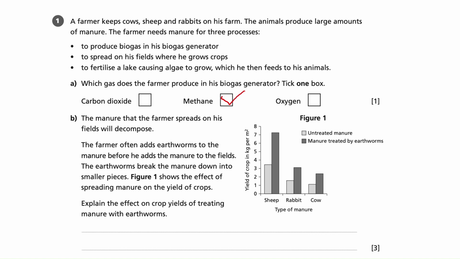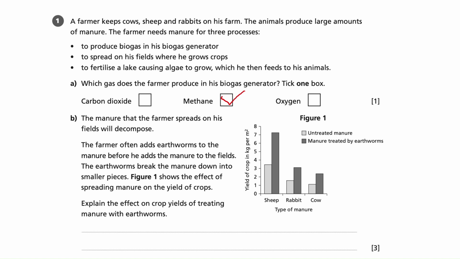Part B. The manure that the farmer spreads on his fields will decompose. The farmer often adds earthworms to the manure before he adds the manure to the fields. The earthworms break the manure down into smaller pieces. Figure 1 shows the effect of spreading manure on the yield of crops. And we can see figure 1 here.